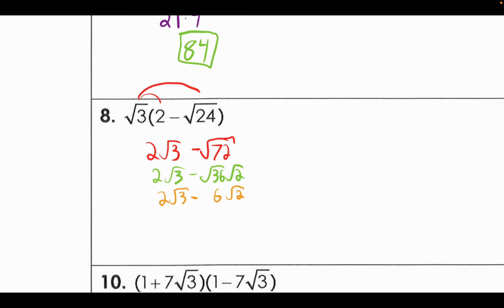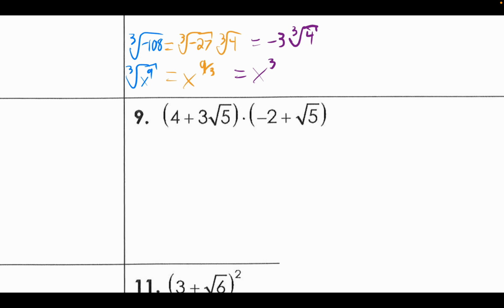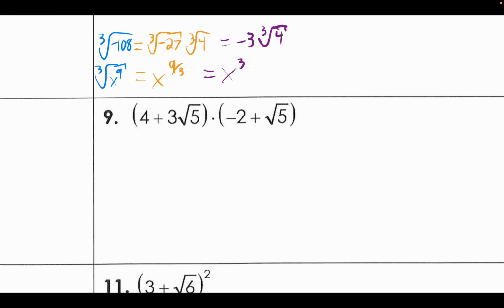Can't combine those because they're different radicals, different insides, so we're done. If you could combine them, you would, though. Moving on to number 9. 2 terms in each parenthesis, they're both binomials multiplying together. And so we're going to have to distribute, or FOIL as we often call it.